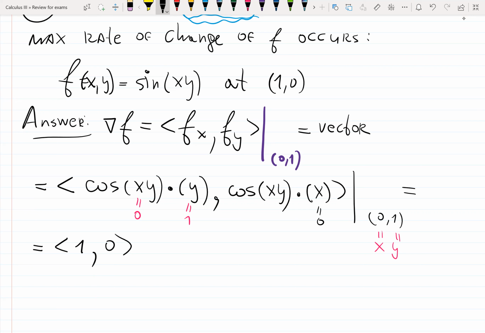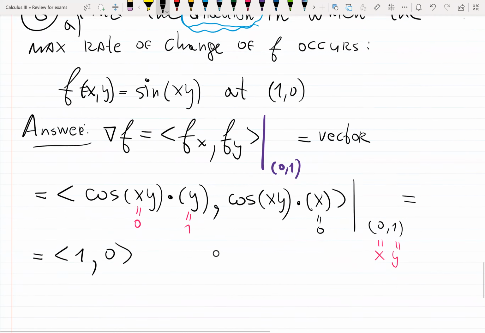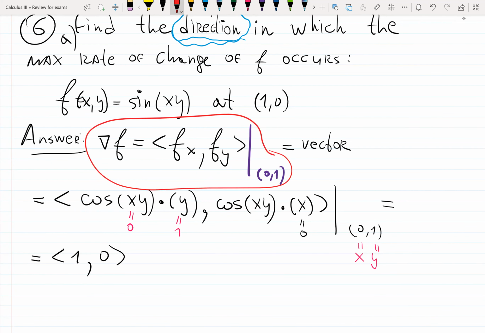Anyway, but if they ask you to find, so question A. We answered question A. Find the direction in which the maximum rate of change of f occurs. Your job is to understand. They're asking about the gradient. Gradient shows you the maximum rate of change, maximum rate of change of the temperature, the maximum rate of change of the steepness of the mountain, and so on. That is the beauty of application of the gradient.